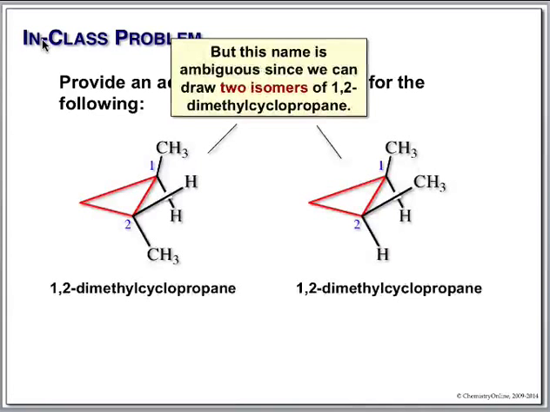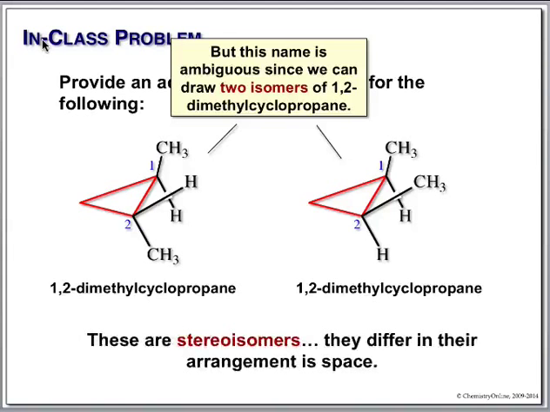These are what are referred to. Well, they're isomers, first of all. They have exactly the same molecular formula. They're just connected differently. But they both have two methyl groups on the ring, don't they? The only difference is that this one is pointing down, this one is pointing up. So their spatial arrangement is different. These are called stereoisomers. Stereoisomers are isomers that simply differ in their arrangement in space.